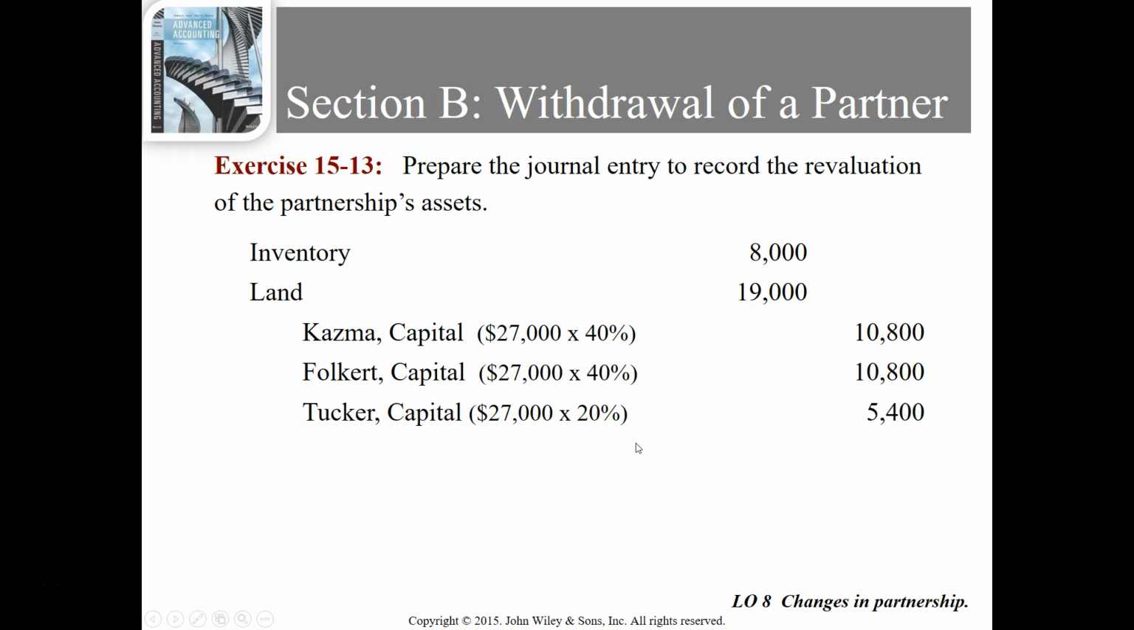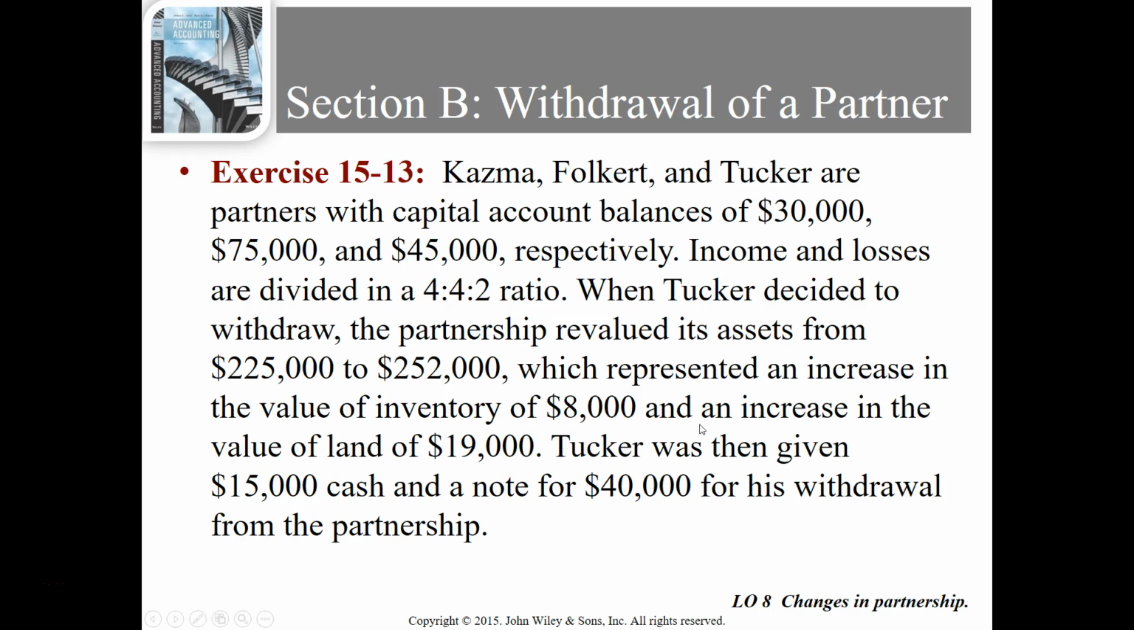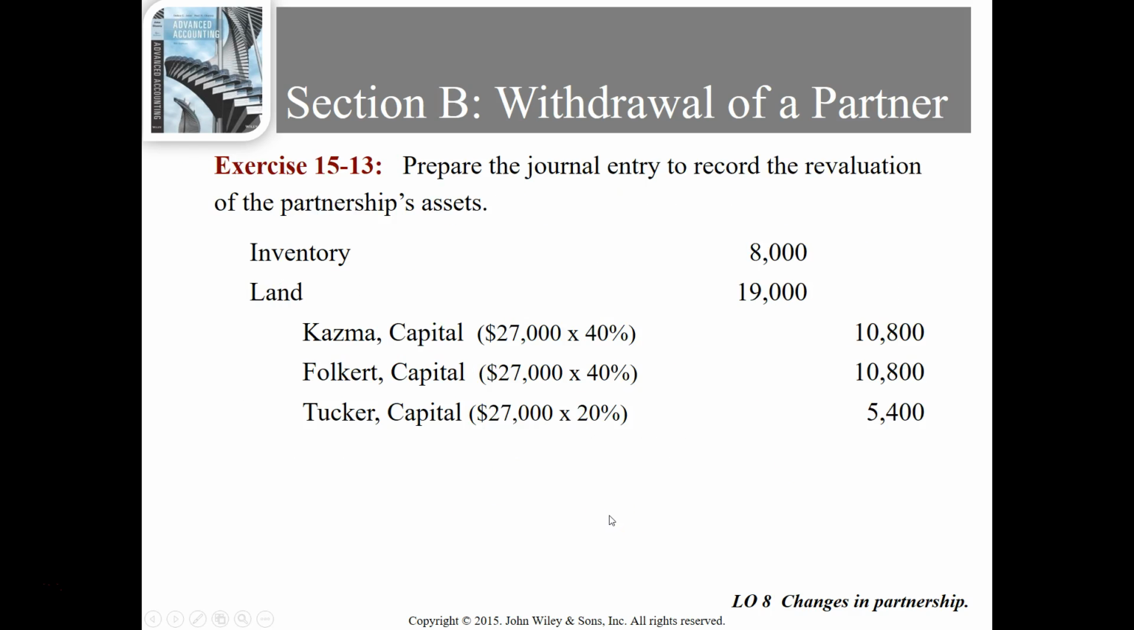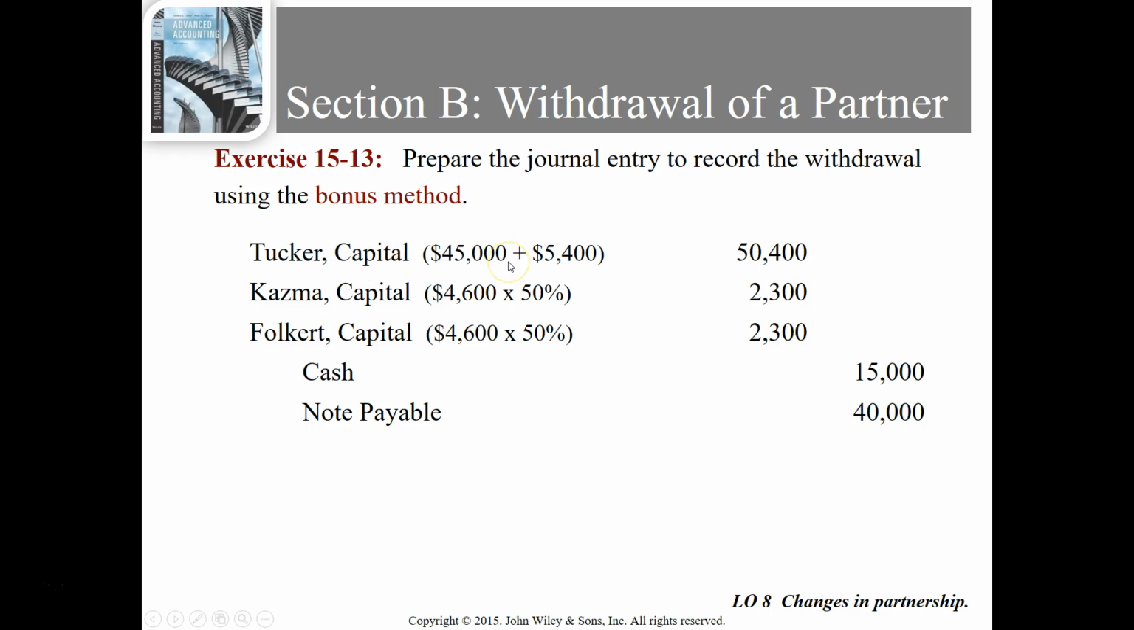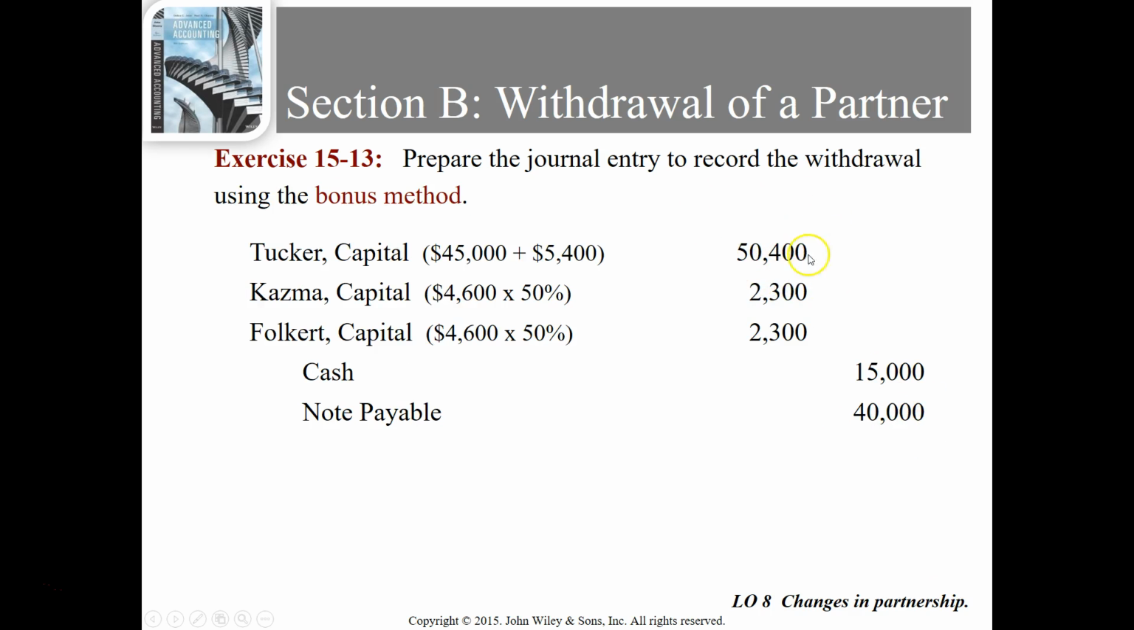So let's prepare the journal entry to record the revaluation of the partnership's asset. If inventory and land went up, we would prorate that revaluation to each of the partners. Step 1. Step 2. Prepare the journal entry to record the withdrawal using the bonus method. Cash was given to this particular partner and $40,000. Tucker, again, who had $45,000 in the beginning and was just given $54,000, is removed for $50,400, and the 2 other partners therefore have to suffer in the bonus in the amount of $2,300 each. Again, 50-50.